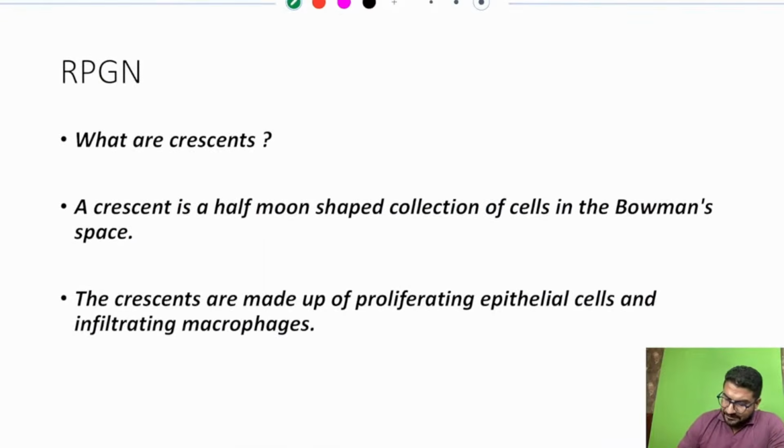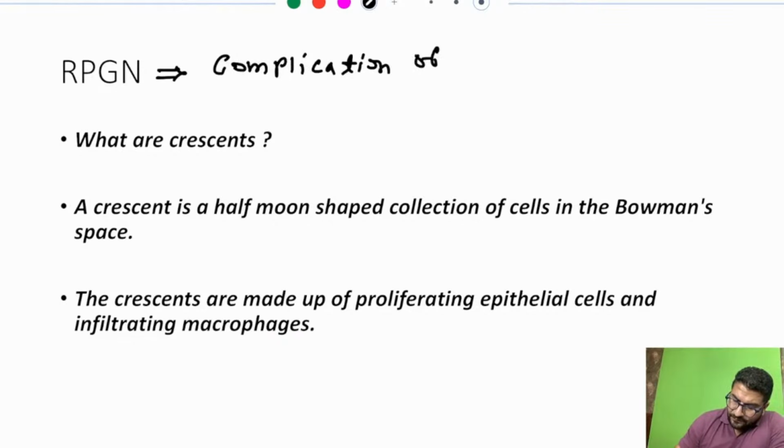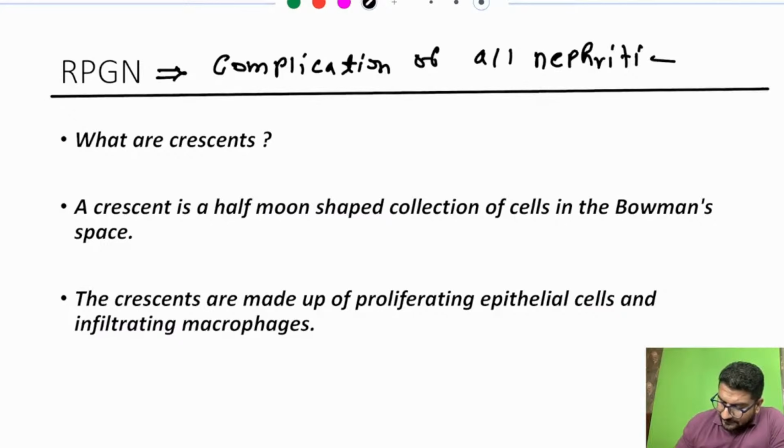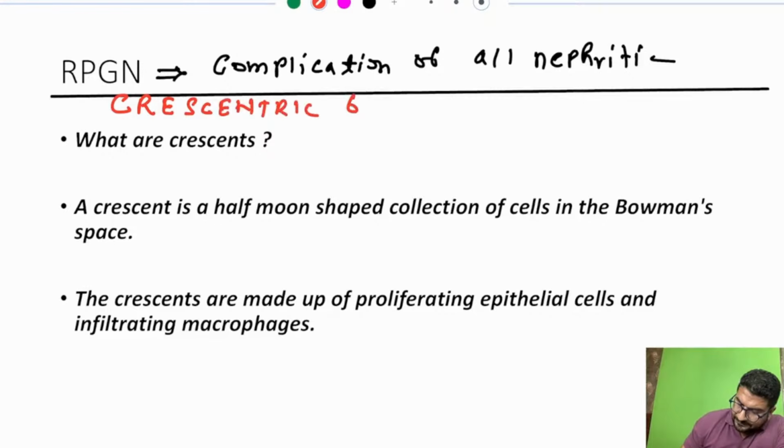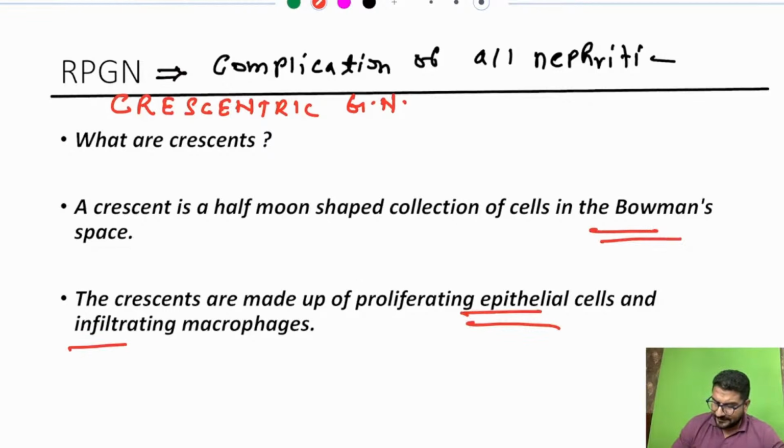Lastly, I can say RPGN. RPGN is actually a complication form. It is a complication of all nephritic syndrome. So all nephritic can convert into RPGN, and the hallmark feature you will see here will be crescents. So we also call this crescentic glomerulonephritis. Now what are these crescents? Understand, these are half moon shaped collections of cells in Bowman space. These are made up of epithelial cells and macrophages.